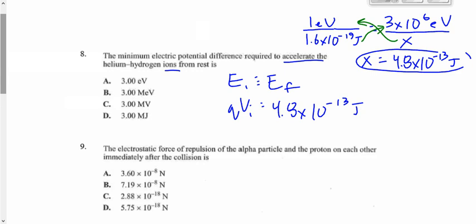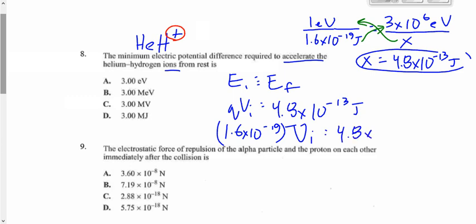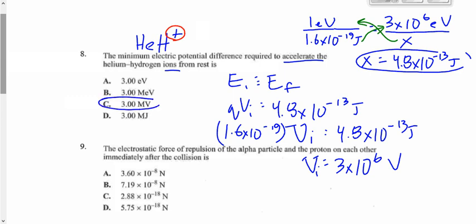Now, a helium hydrogen ion, it tells us on the previous page, the notation for the charge is this. It's an ion notation. So we know that the charge of this is +1, or 1 times the elementary charge. We solve for VI, works out to be 3 times 10 to the 6 volts, or 3 megavolts. So the answer is C for that.